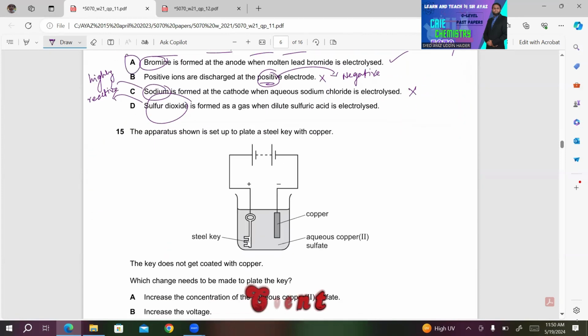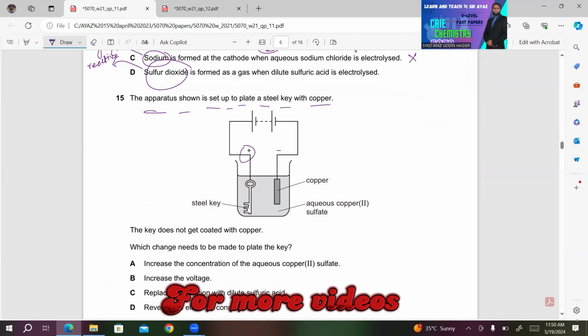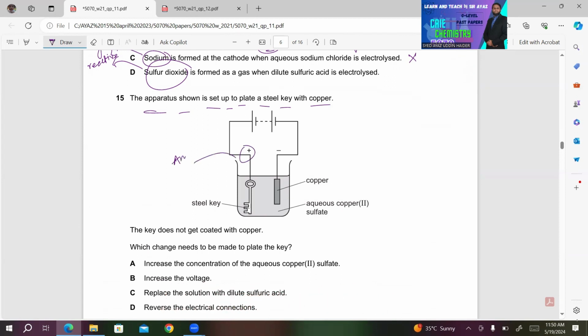Number 15. The apparatus shown is set up to plate a steel key with copper. We have the steel key, and look at the electrode. It's labelled anode, which is incorrect. The positive electrode is the anode and the negative electrode is the cathode. So we have aqueous copper(II) sulfate solution. That is correct. One of the electrodes must be copper, and one of the electrodes must be the steel key. This is also correct.